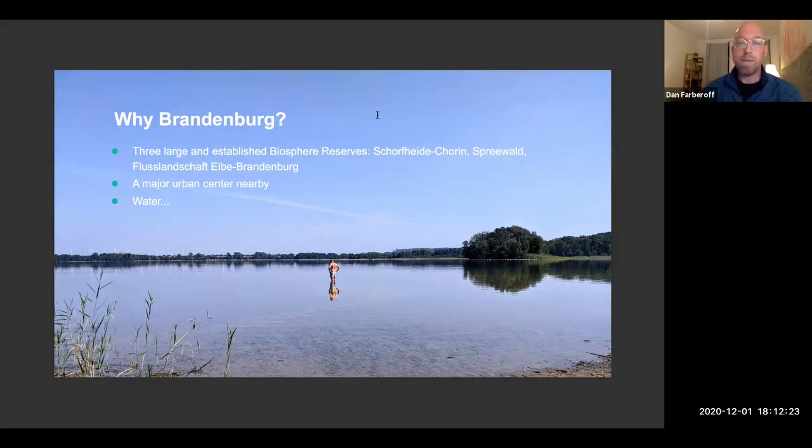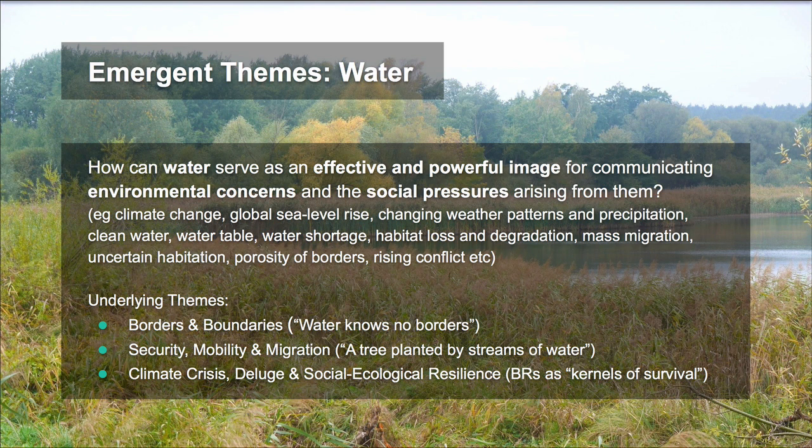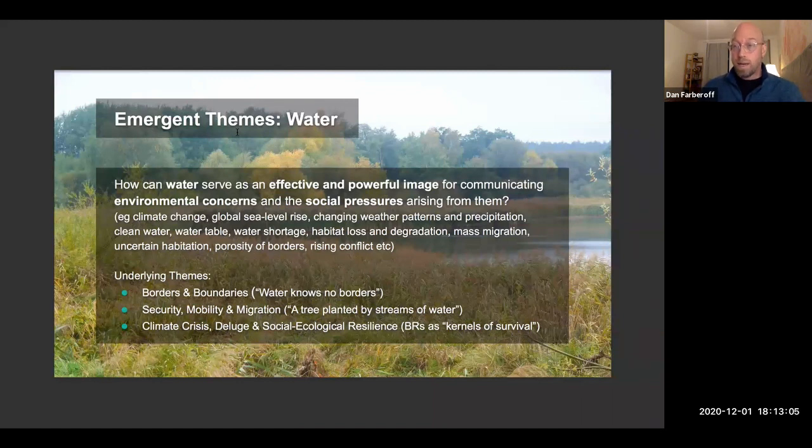And here we're dealing again with water, but from a different and interesting perspective on the same issues of water shortages, water quality, and everything that comes with it. We have some emergent themes for our project in Brandenburg that are a continuation of our previous stage. And we ask, how can we, as artists, use water as an effective and powerful image for communicating environmental concerns and the social pressures arising from them?